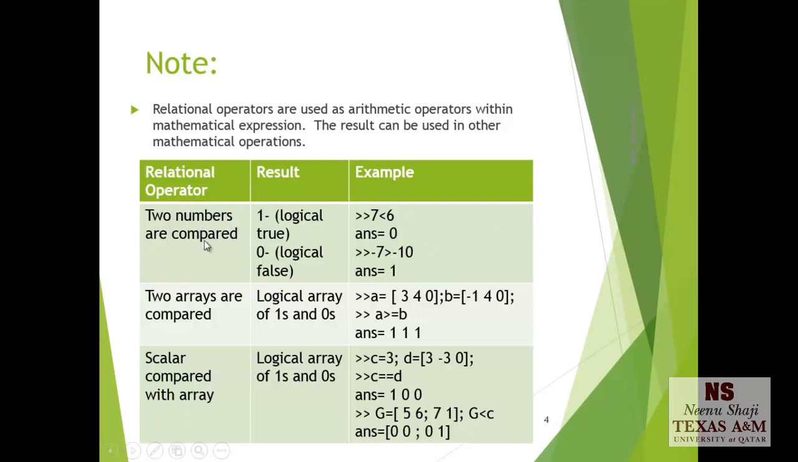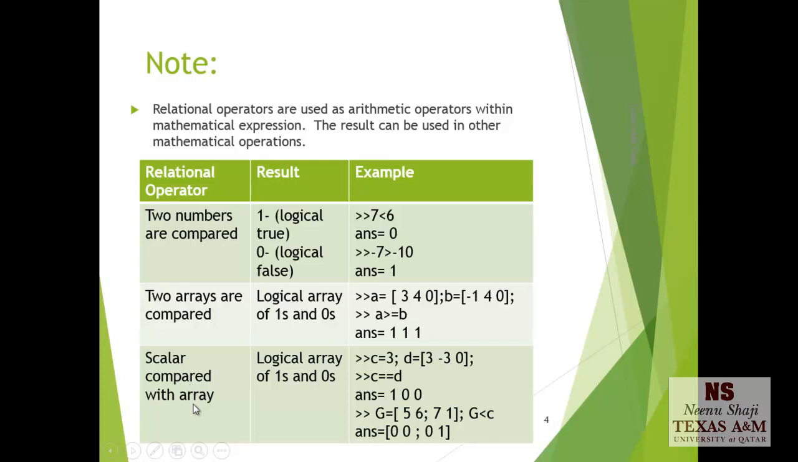Two numbers are compared. So for example, 7 less than 6 is a logically false statement, so the answer is 0. -7 greater than -10 is a true statement, so we get 1. We can also use relational operators to compare two arrays. We'll get an array of 1s and 0s. So here A and B are two vectors. You're comparing them using A greater than or equal to B.